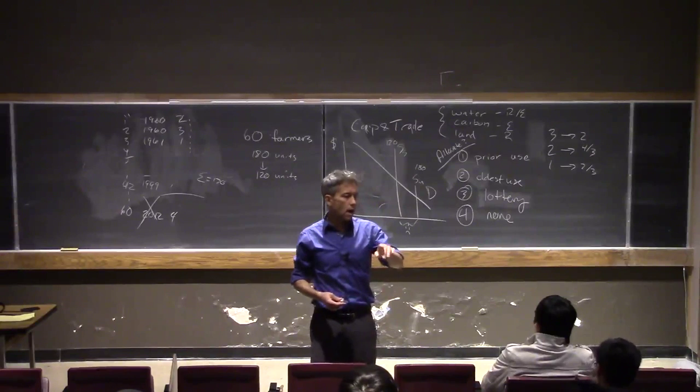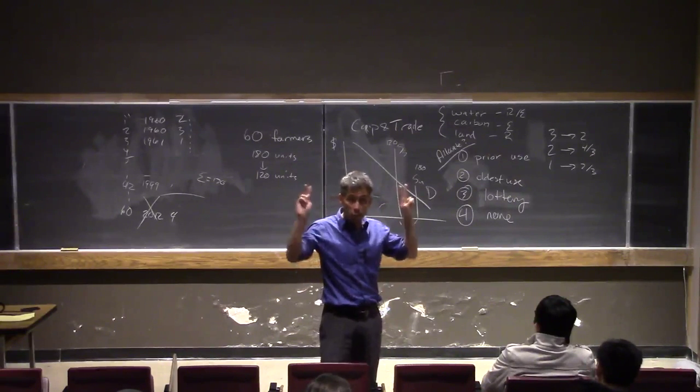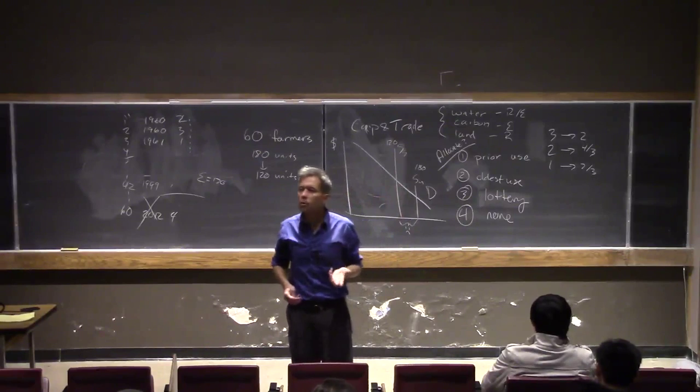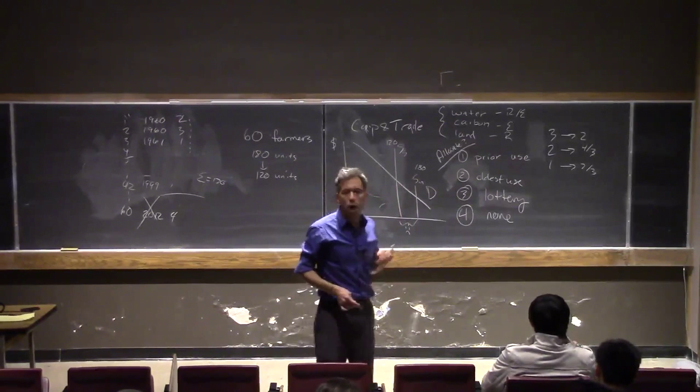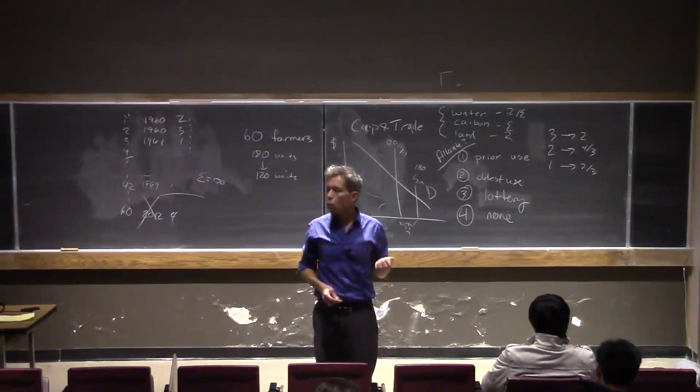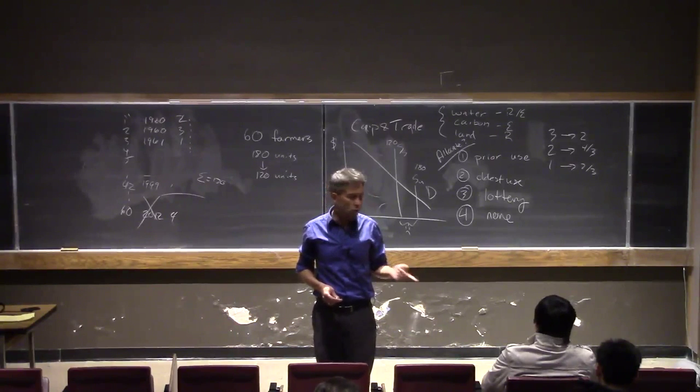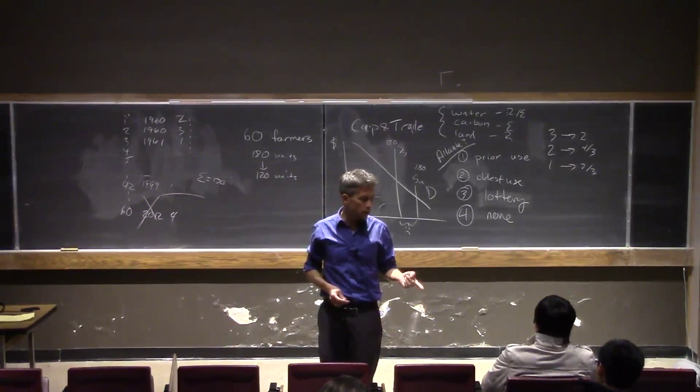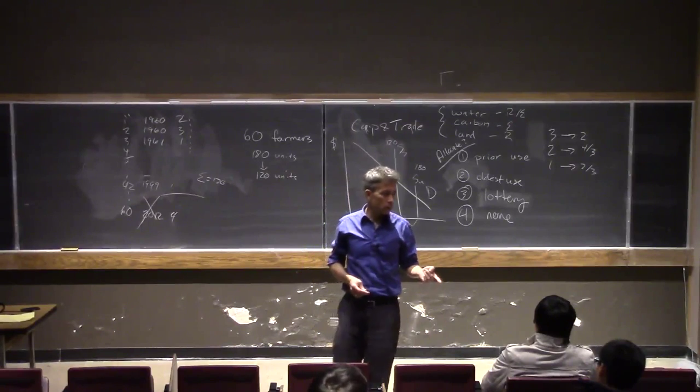And so you pay more than others for the same water. This is called a discriminatory auction, right? The problem with that auction is what? If you know you're going to pay what you bid, what's the problem?